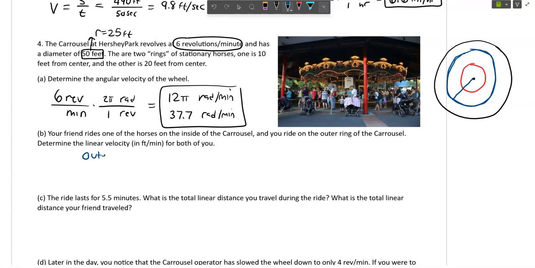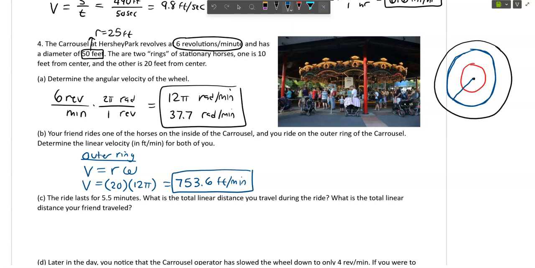So if we want to calculate the outer ring and figure out the velocity, now there are 2 versions of this. The one that I think we should use here, since we know angular velocity, is v equals r times omega. So in this case, the velocity would be your radius, which is going to be 20, times our angular velocity, which is 12 pi. We're going to multiply those together and round it, and I get an answer of 753.6 feet per minute. So every minute you will be moving on this carousel ride about 753 feet.